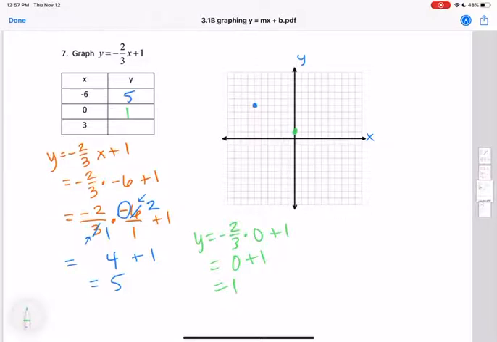Okay, so I want you to go ahead and try to do that last one. Go ahead and hit pause. Write that 3 is 3 over 1. See if you can do some canceling, simplify, figure out what that point would be. Okay, come back when you're ready.